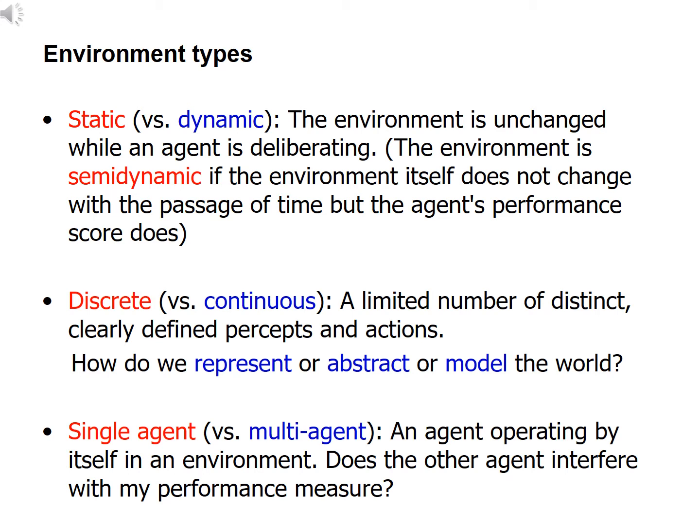In static environments, the environment is unchanged while an agent is deliberating, that means while an agent is deciding on which action to follow next. So an environment is semi-dynamic if the environment itself does not change with the passage of time, but the agent's performance score does. An example is chess playing with limited time for each action.